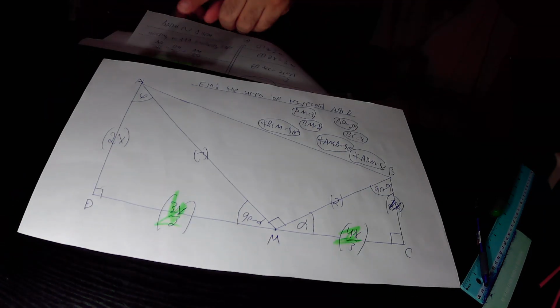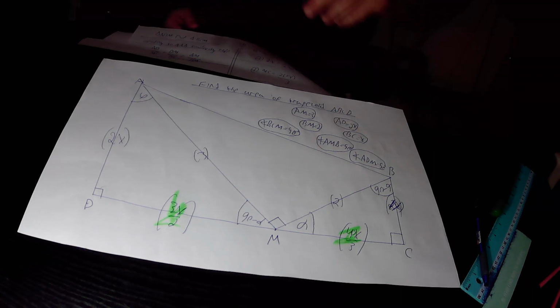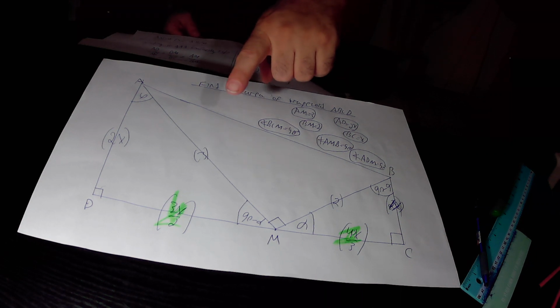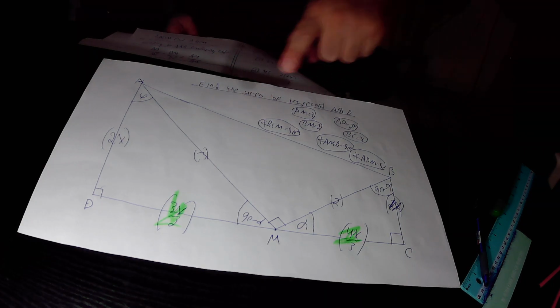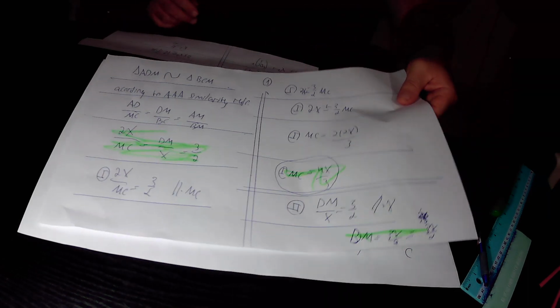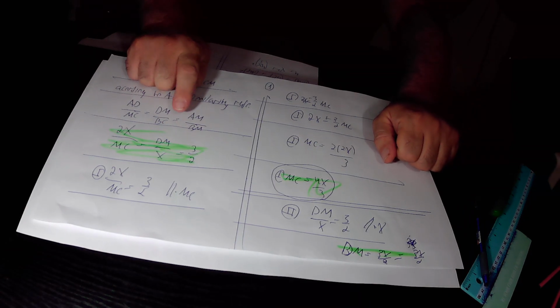AD is 2x over MC. MC is the missing side, so we leave it as it is. And it is equal to DM. DM is also the missing side, so we leave it as it is, over BC. BC is x according to what is given in the question, and it is equal to AM, that is 3, over BM, that is 2, according to what is given in the question. So in total, we find that 2x over MC equals DM over x equals 3/2.